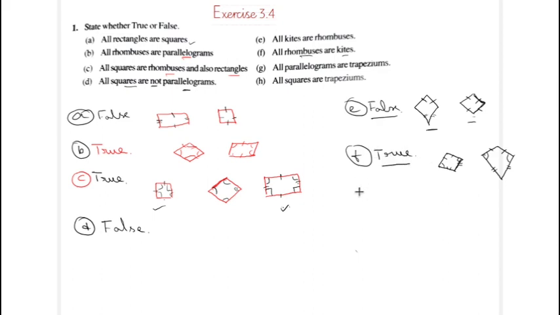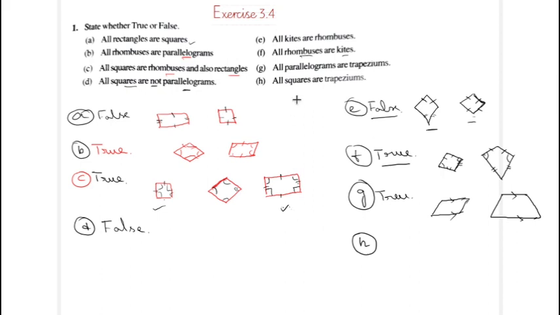Now come to number G. All parallelograms are trapeziums. So trapezium means what? That only a pair of opposite sides are parallel. These two sides are parallel. Now in a parallelogram also opposite sides are parallel. Yes, so obviously it is true, as it is satisfying the first property.